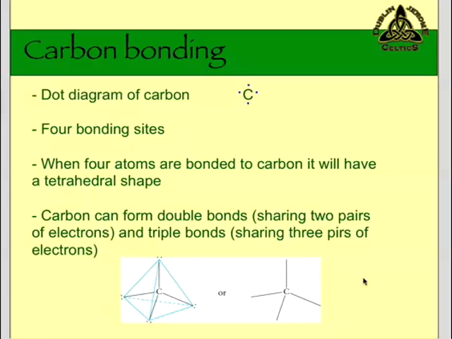Carbon can also form double bonds, which means it has 2 pairs of electrons being shared, and it can form triple bonds, which means there's 3 pairs of electrons being shared. Now, one of the interesting things about carbon is if you get this carbon in a tetrahedral shape, and you have another carbon here, here, here, here, and you get this repeating lattice of carbons, you get the molecule diamond. So one of the most precious items on Earth, diamonds, actually is a very, very simple element. It's really just carbon. So just an interesting side note about carbon.